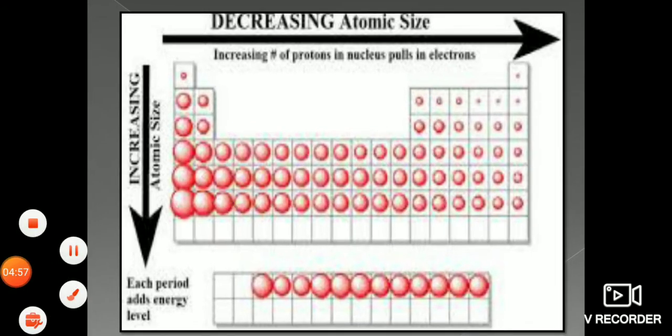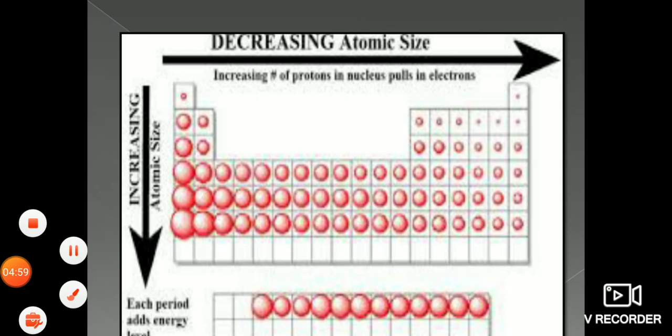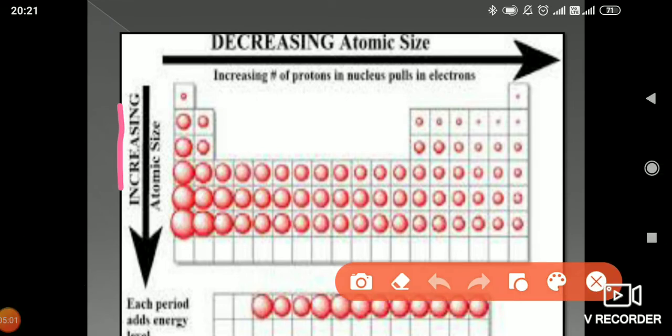If you consider going from top to bottom, we are seeing that the atomic size is increasing. There is a reason why the atomic size is increasing: the number of shells is increasing. As I have said, this is the first shell, second, third, and so on.